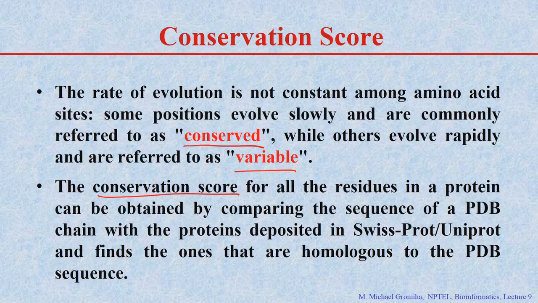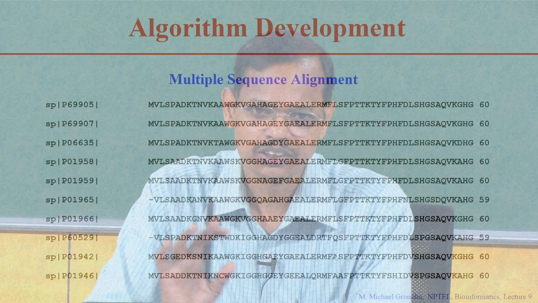So you have to compare the sequence of similar proteins deposited in the UniProt or SwissProt database, which are homologous to your own sequence. Then you can compare the sequences and you will see where you have the variable residues and where you have the conserved residues. Now if you see the multiple sequence alignment, for example, position number 60.